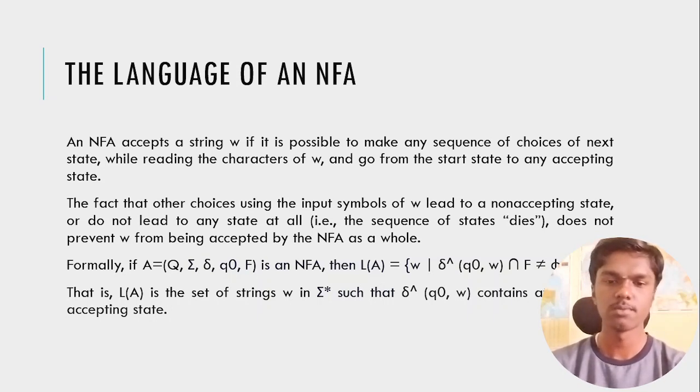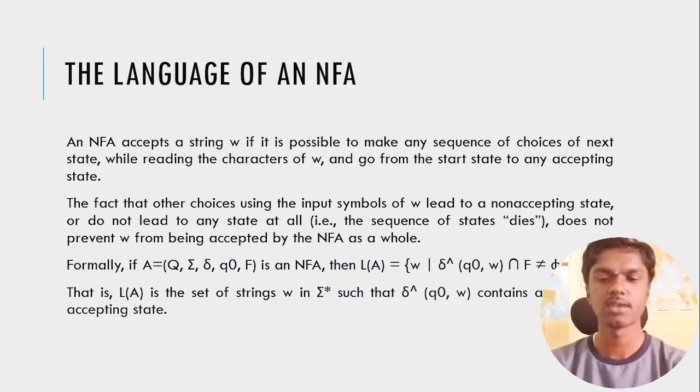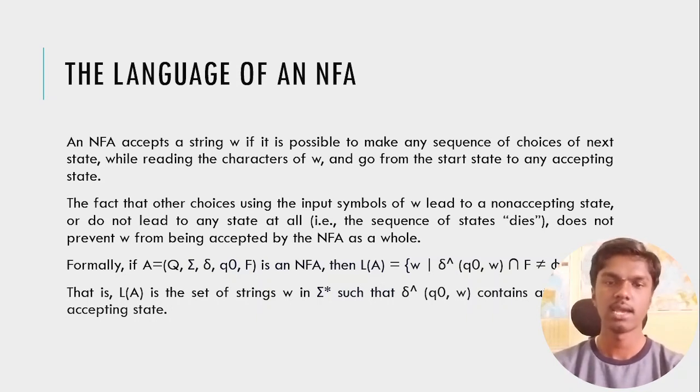Formally, if A = (Q, Σ, δ, q0, F) is an NFA, the language of A is {w | δ^(q0, w) ∩ F ≠ φ}. That is, the language of A is the set of strings w in Σ* such that δ^(q0, w) contains at least one accepting state.